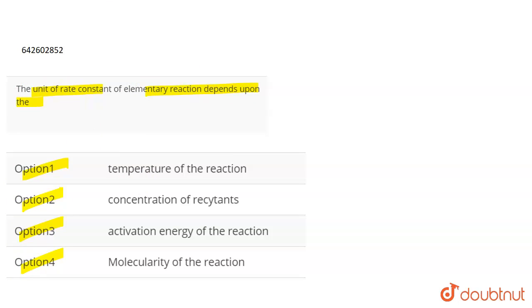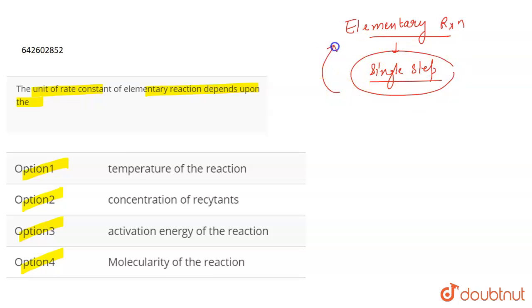Okay. Now, if we talk about an elementary reaction, what do you mean by an elementary reaction? Elementary reactions are the simplest reactions or the single step reactions, right? Whenever a reaction takes place in various steps, each step is considered to be an elementary reaction, right? So a single step is known as an elementary reaction. It is the simplest reaction, right?